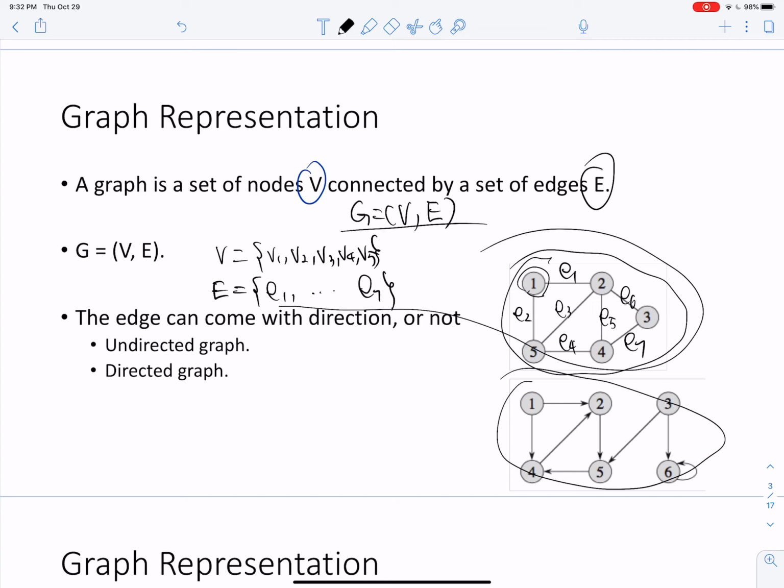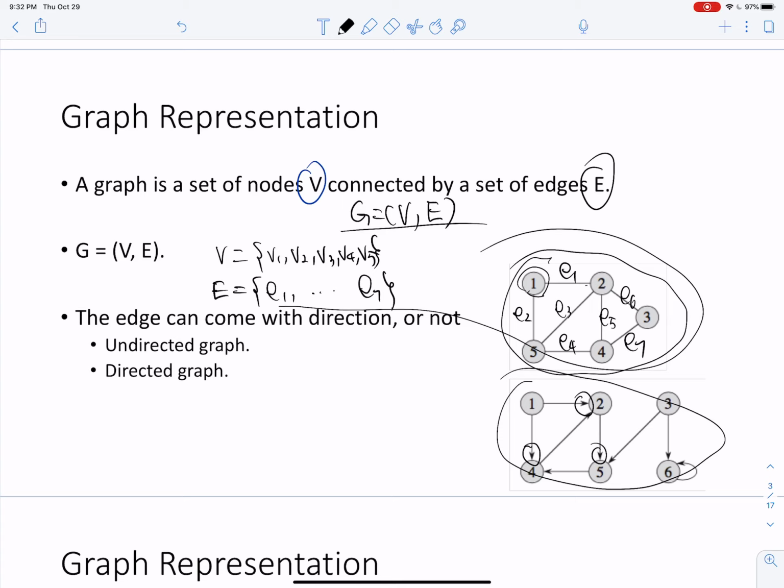But the biggest difference between these two graphs is that in the first graph, the edges do not come with a direction, whereas in the second graph, the edges do come with a direction. Okay, so for graph we have two subtypes. One is undirected, and the other one is directed graph. By undirected, what we mean is that the edges do not come with a direction, but for a directed graph, the edges come with a direction.